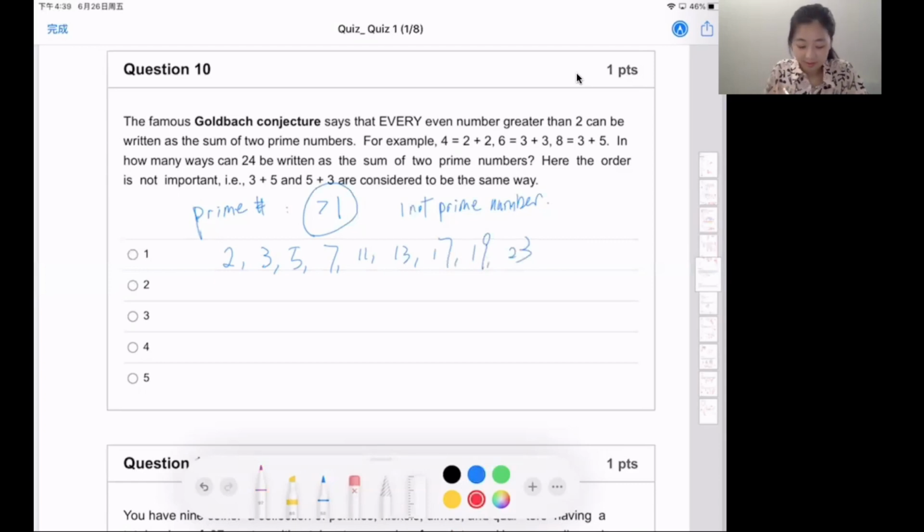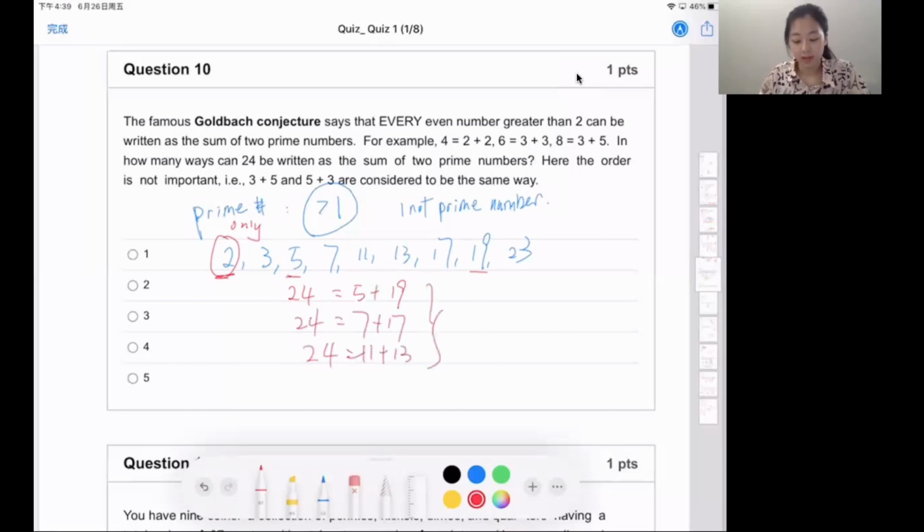And then 2 is the only even number among the prime numbers. All the other prime numbers are odd. Only 2 is the even one. And then 24 can be 5 plus 19. Also 7 plus 17 and 11 plus 13. So we have 3.